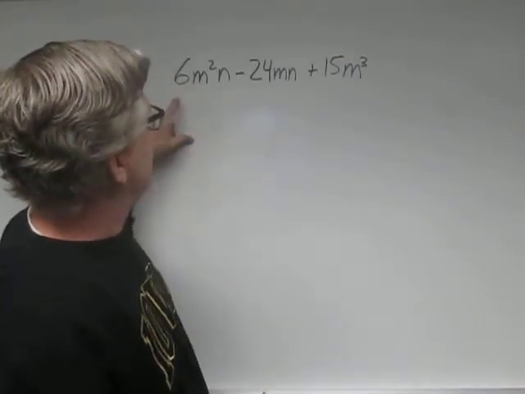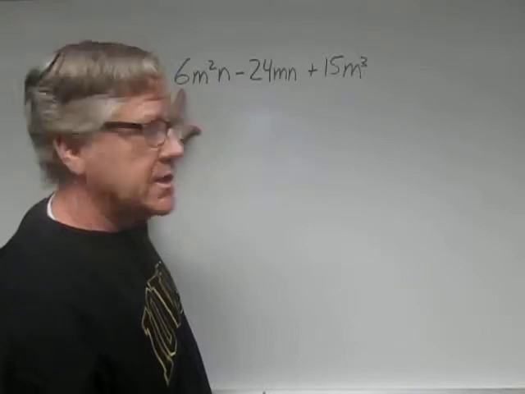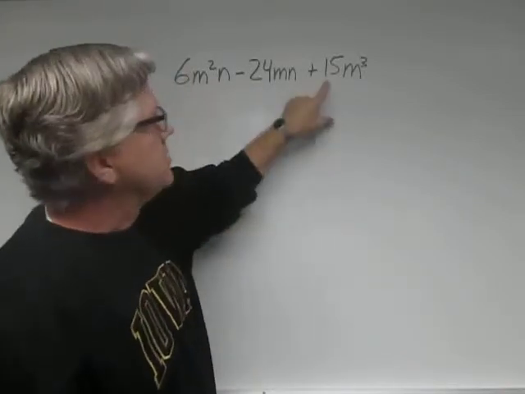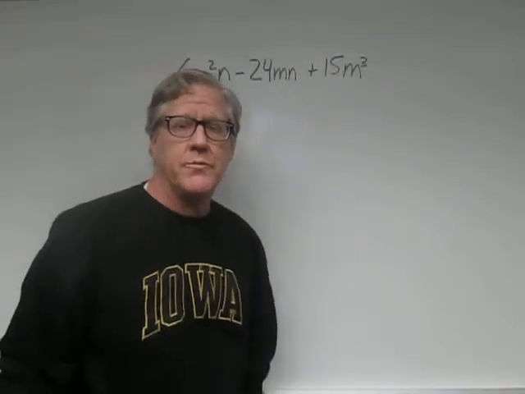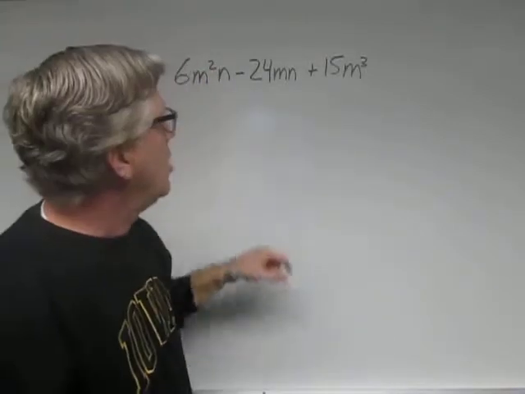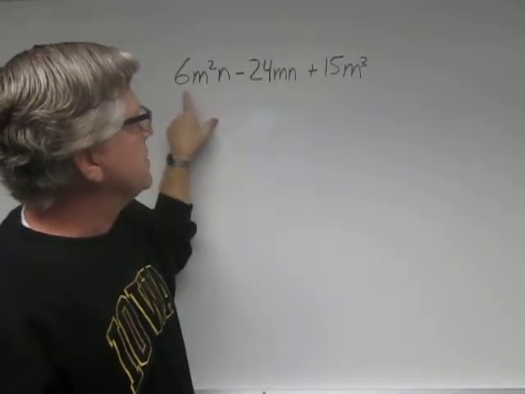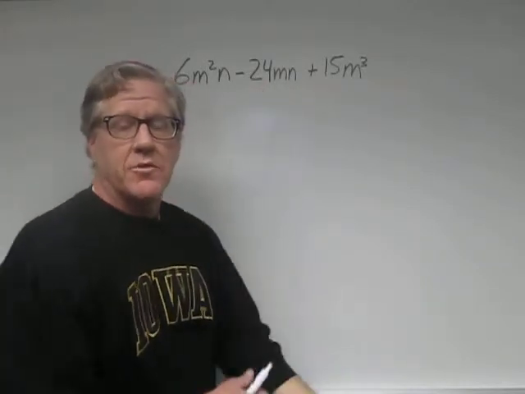Let's try 3. Does 3 go into 6? Yeah, it does twice. Does 3 go into 24? Sure, 8 times. Does 3 go into 15? Yes, it does, 5 times. So, we know that 3 is a common factor of each one of these. But is it the greatest common factor of those numbers?